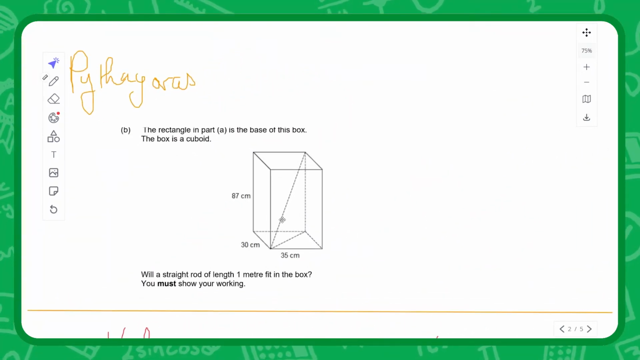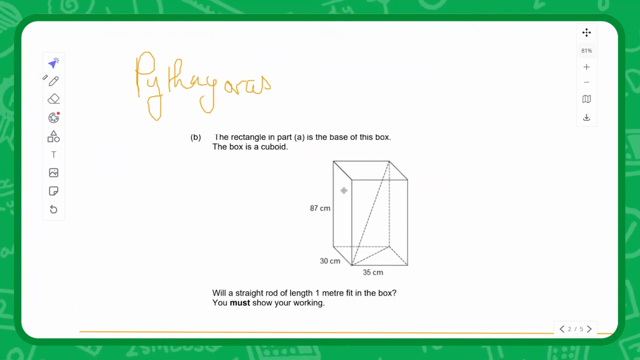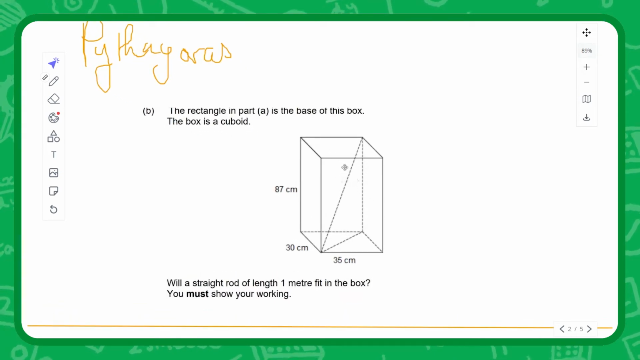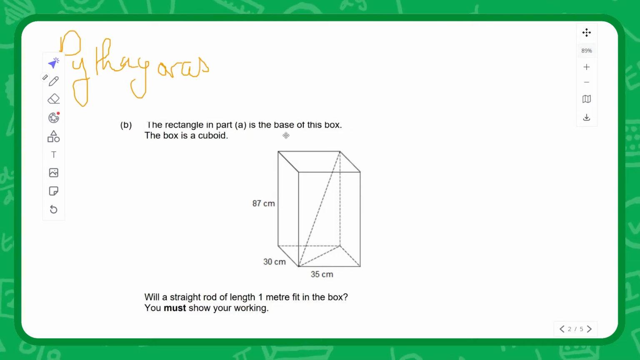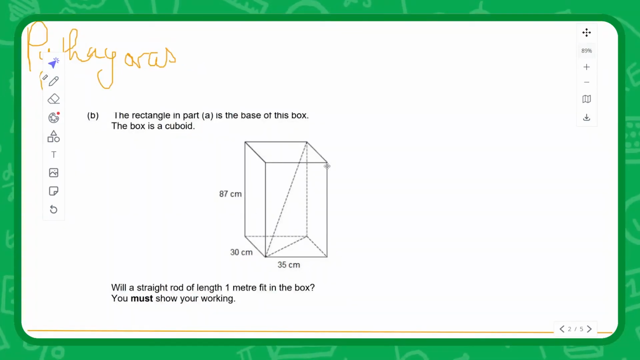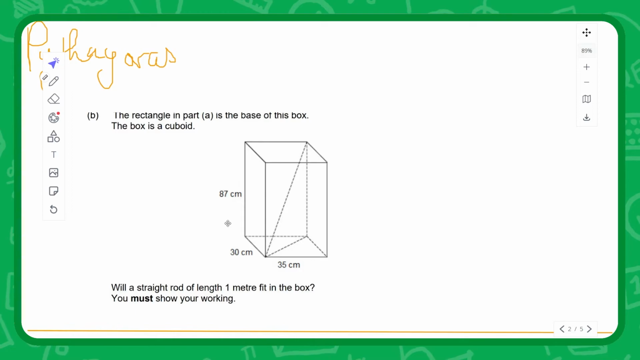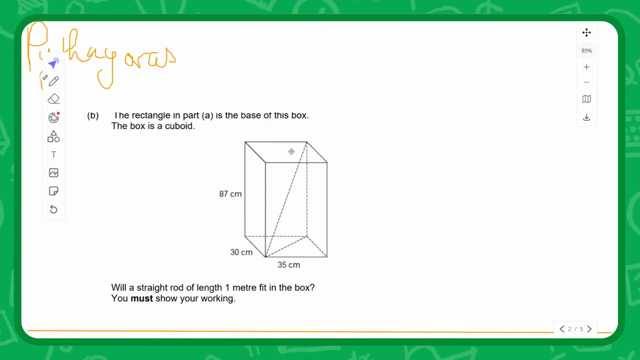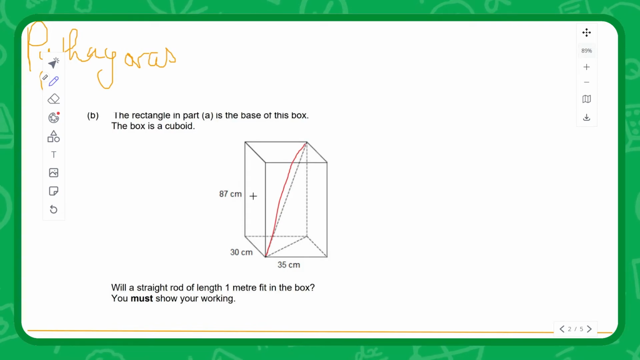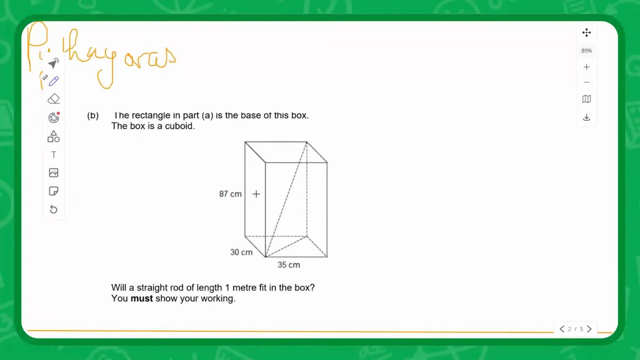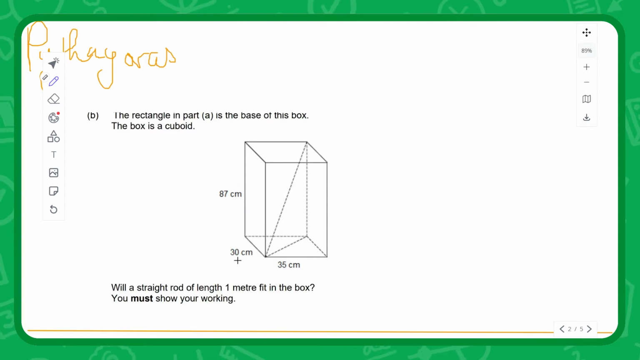So this is a fairly typical Pythagoras exam question, and it is a little bit tricky, but you'll get the logic behind what we're doing in a minute. So the rectangle in part A is the base of this box. The box is a cuboid, so we have a cuboid box. Will a straight rod of length 1 meter fit in the box? So the idea is the longest edge in this box is going to be this one here. That's where you could potentially try and put a rod. And we're trying to show would something that's 100 centimeters fit.